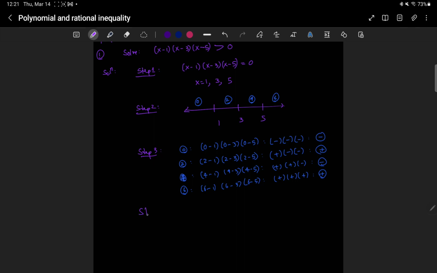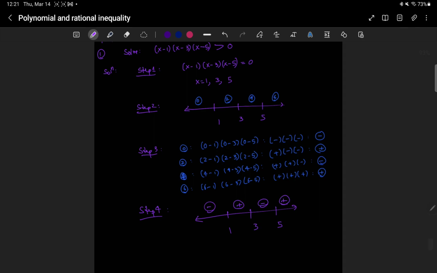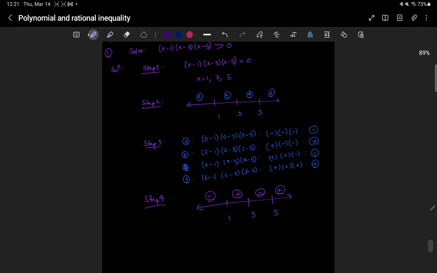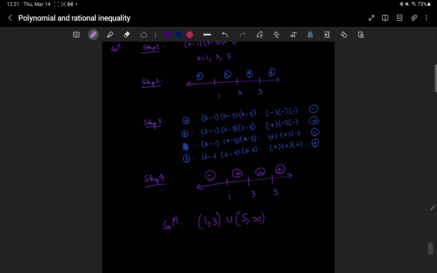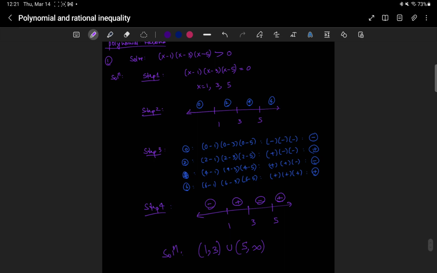Eventually, the last step, we will redraw what we have from step 2, but instead of writing the test points, I will write the result of the signs: negative, positive, negative, positive. Then I'll look back at what the question is asking me. The question is asking me where it is positive. It's positive from 1 to 3 and 5 to infinity. So pretty straightforward problem.